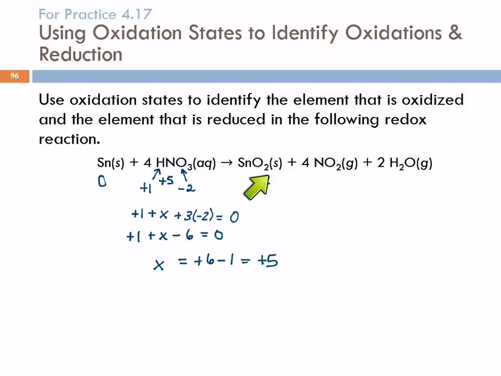So in tin oxide, I've got 2 oxygens. They're each going to have an oxidation state of -2. They have charges that are 2 negative. What is the charge on the tin? +4. And so then the oxidation state is also +4. Because for monatomic ions, that compound is those 2 ions. So for monatomic ions, the oxidation state is the same number as the charge.